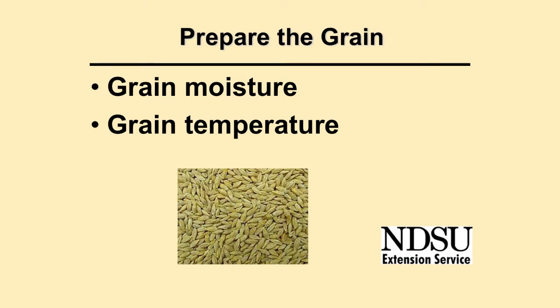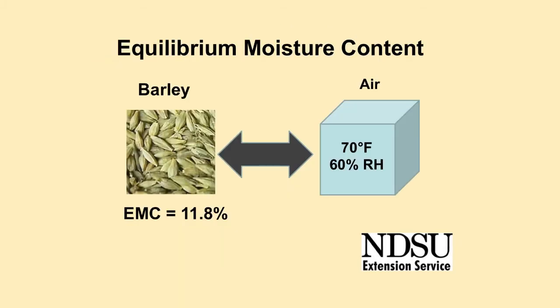To maintain the quality of malting barley, it needs to be at an appropriate moisture content and temperature. The barley moisture content must be low enough to limit mold growth. Molds require a relative humidity of about 70% to grow. The moisture content of the grain that is in equilibrium with air at a given temperature and relative humidity is called the equilibrium moisture content. A relative humidity of 60 to 65% and a temperature of 70 degrees is frequently used to determine the safe storage moisture content of grain.